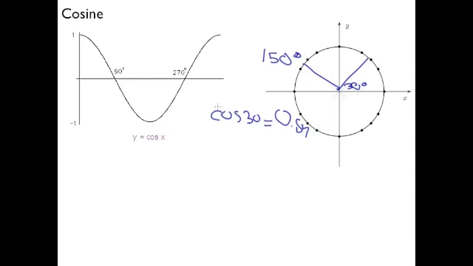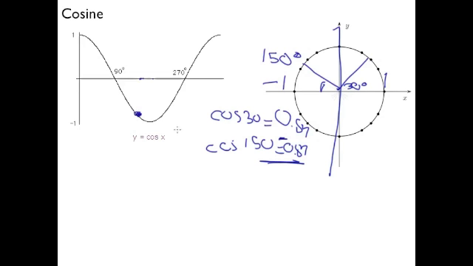So cosine of 150 also equals 0.87, because right here this is 30. Wait, that's wrong. Remember? Here is 1. Here it's negative 1. So here it must be negative 0.87. Phew, almost made a mistake. So over here somewhere, let's say it's here. So right there, yeah, 0.87. See, yes, that's right.